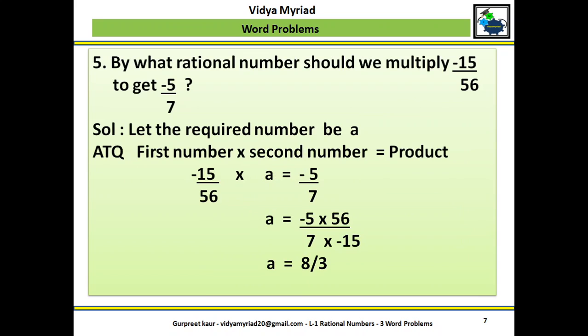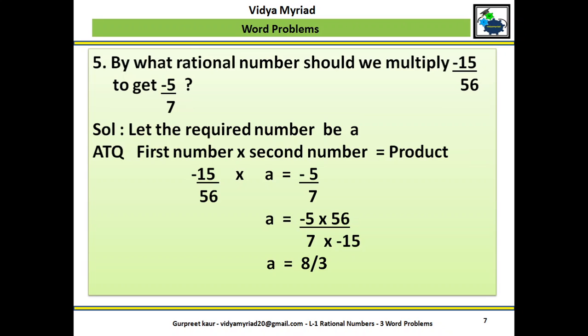Next, fifth example. By what rational number should we multiply minus 15 upon 56 to get minus 5 upon 7? So this is also a question of multiplication. You are given that minus 15 upon 56 is one rational number. You need to multiply something with it so that your answer comes to minus 5 upon 7. So I will write it as minus 15 upon 56 multiplied by a is equal to minus 5 upon 7.